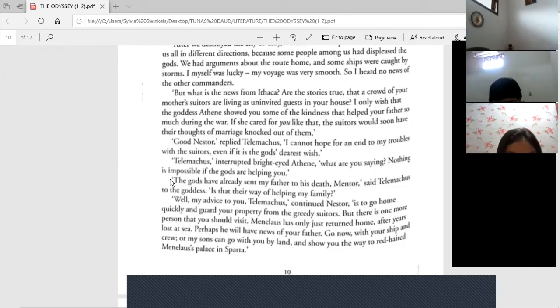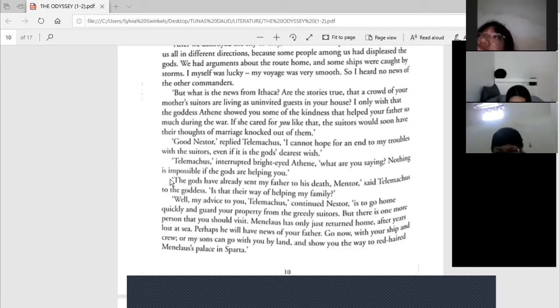Well, my advice to you, Telemachus, continued Nestor, is to go home quickly and guard your property from the greedy suitors. But there is one more person that you should visit. Menelaus has only just returned home after years lost at sea. Perhaps he will have news of your father. Go now with your ship and crew, or my sons can go with you by land and show you the way to red-haired Menelaus' palace in Sparta.